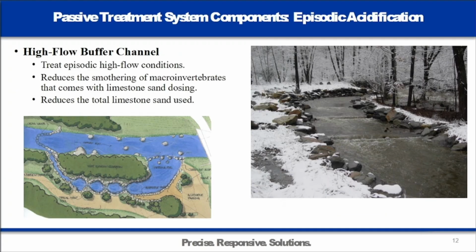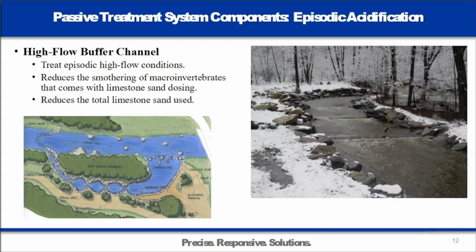Now, episodic treatment is a little bit different. These are the streams where, at a low flow or a base flow, you don't have a problem of acidification, so you don't need to add buffering to them at those low flow events. When you want to add buffering capacity is at a high flow event, a bankfull event, storm events. So what they came up with was a high flow buffer channel. And this was used to treat episodic high flows.